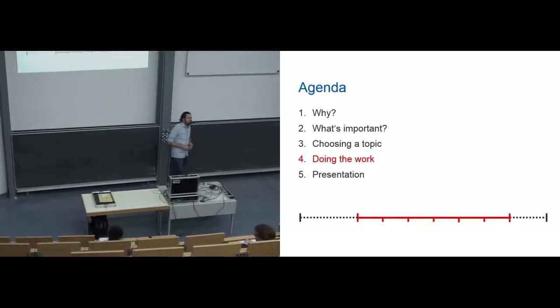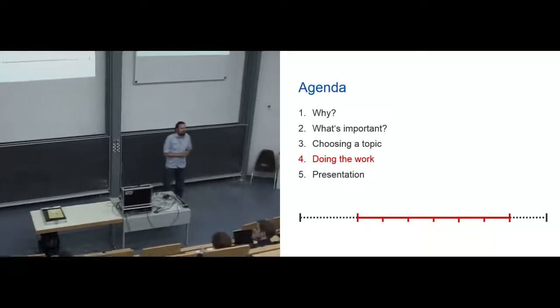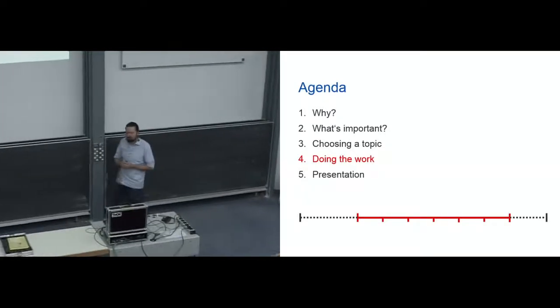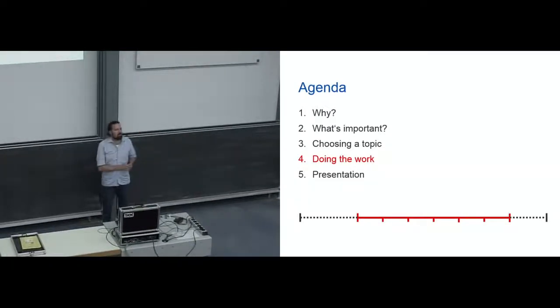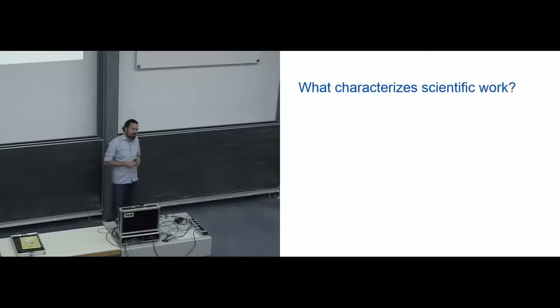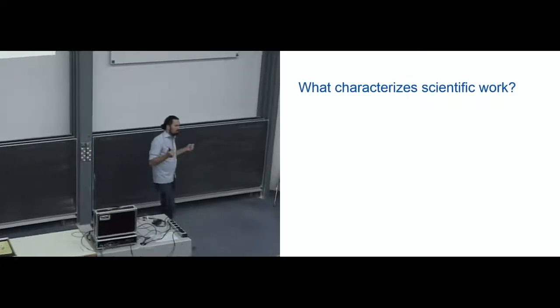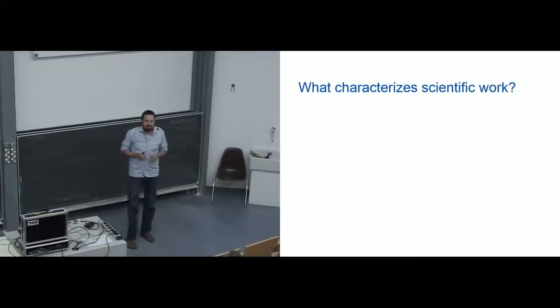So we've spoken a lot about how to find a topic and find a supervisor. I want to now speak about what to do when you have the topic, how to do the actual work. And before that, I want to get two things out of the way. The first is, a master thesis is a scientific work. So what characterizes scientific work?